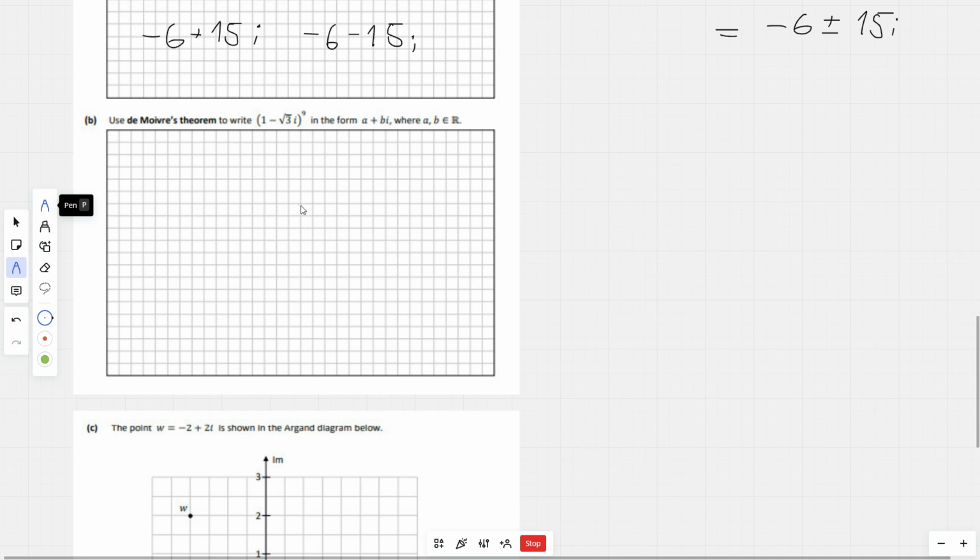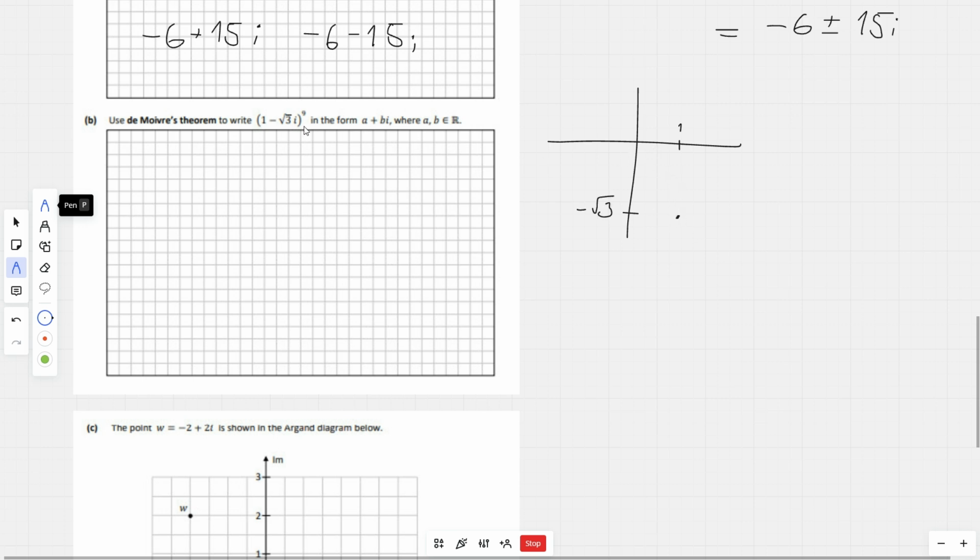Use De Moivre's theorem to write (1 minus root 3 i) to the power of 9 in the form a plus bi, where a and b are real numbers. So to start questions like this, I like to draw out the plane and then actually label our point. So we'll go 1 and minus root 3 here, and this is going to be our point.